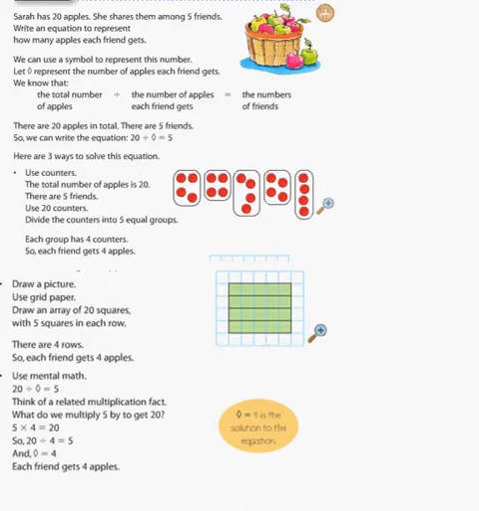Alrighty, let's take a look at Lesson 5. We have a word problem that we're looking at first. Sarah has 20 apples. She shares them among 5 friends. And we're going to write an equation to represent how many apples each friend gets. We can use a symbol to represent this number, and we'll use something like a square or a diamond.